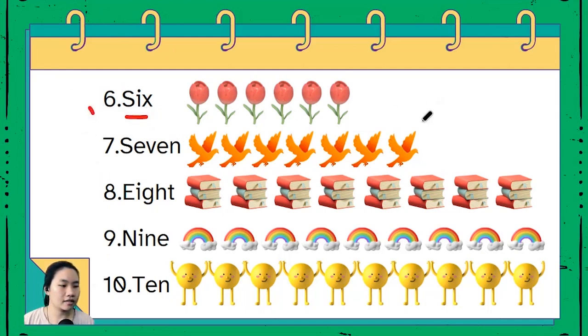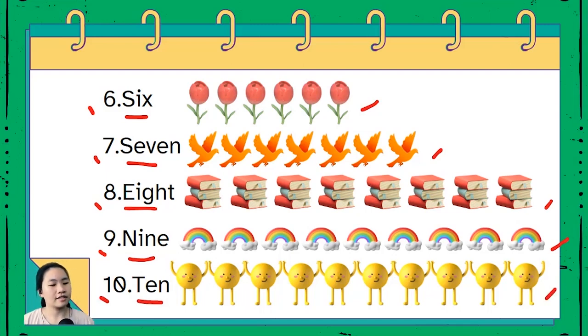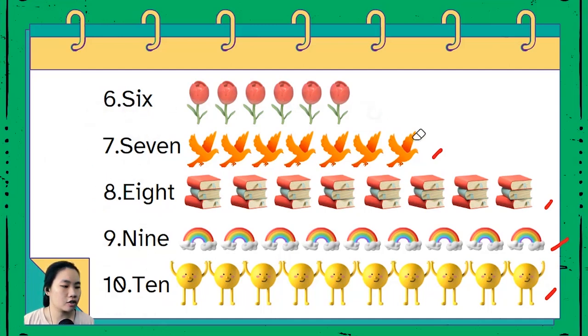6, 6 roses. 7, 7 birds. 8, 8 book stacks. 9, 9 rainbows. 10, 10 person with their hands up. Okay, so that is how you write 6 to 10 with the objects representing them. Okay, how many roses do you have?